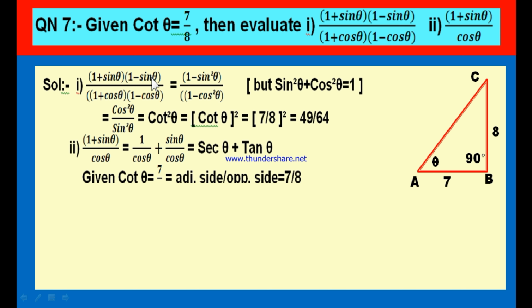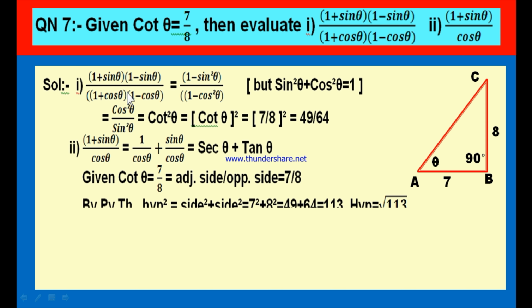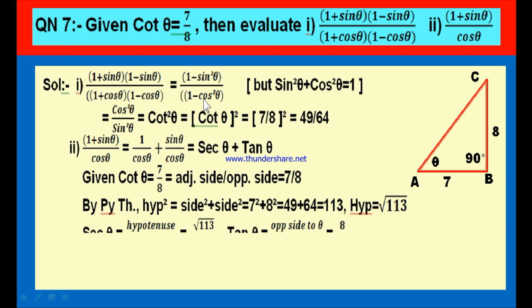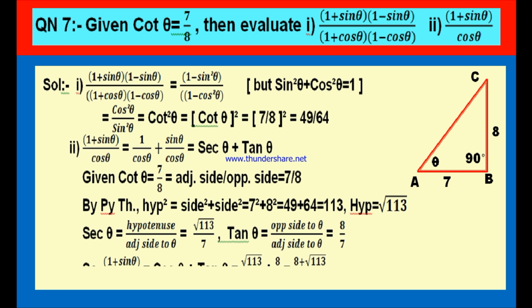Therefore, 1 plus sin theta into 1 minus sin theta is 1 minus sin square theta. The denominator is also in the same form, a plus b into a minus b. A plus b means 1 plus cos theta into 1 minus cos theta is a square minus b square, 1 square minus cos square theta. But we know that the first trigonometrical identity is sin square theta plus cos square theta is equal to 1.